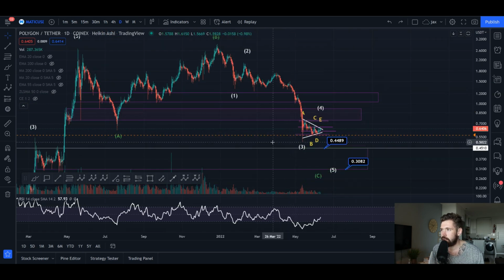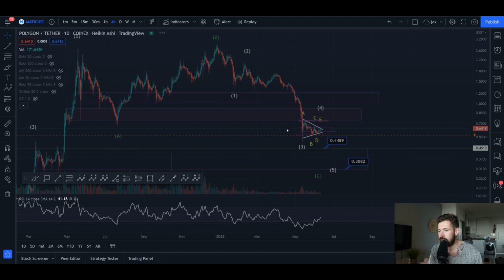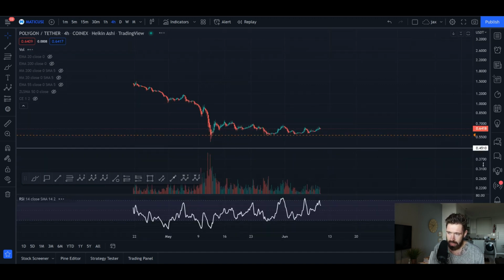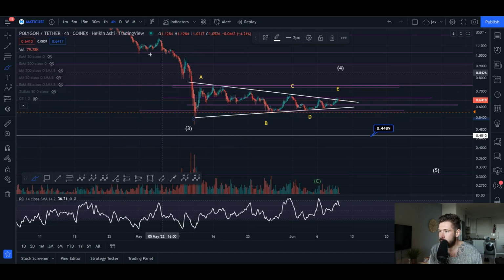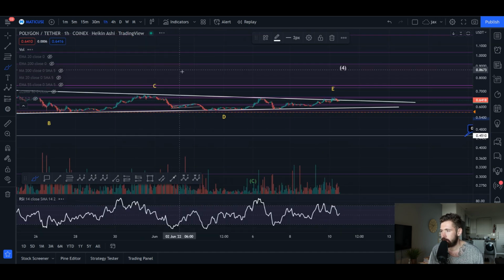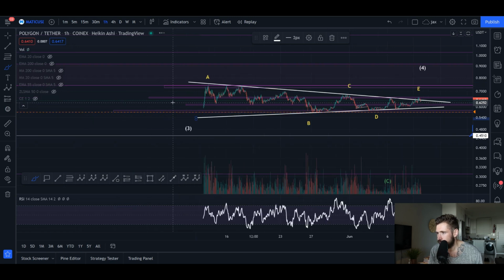So as I've been mentioning here, let's pop over to the 4-hour time frame. Looks like we're putting in that ABCDE corrective triangle. And within each wave is an ABC wave. Let's actually pop it over into the 1-hour time frame. Hope everybody's doing well. So as we can see here with our wave A, it's just loading up.